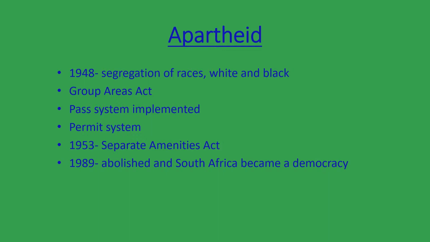The Group Areas Act separated blacks into assigned areas of living, created their own nation. They were not considered South African under this. So the pass system was implemented. This restricted indigenous people to their own areas. In order to go into white areas, they required a pass. Permit system, this prevented blacks from operating their businesses in white areas.